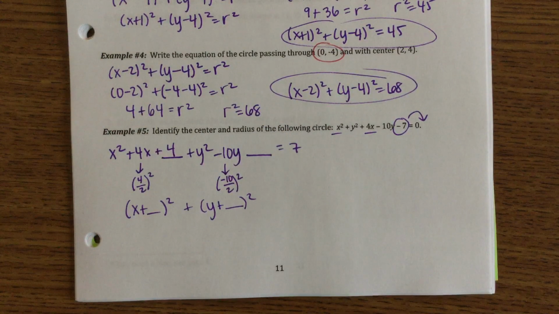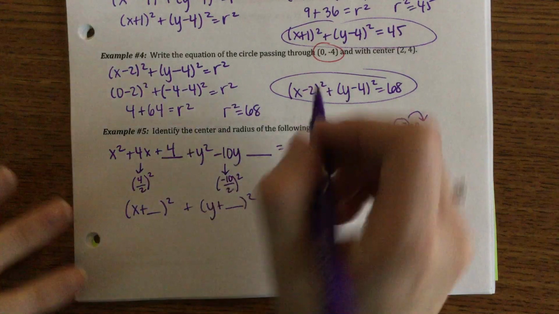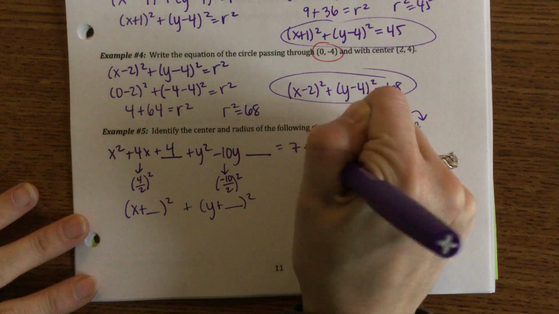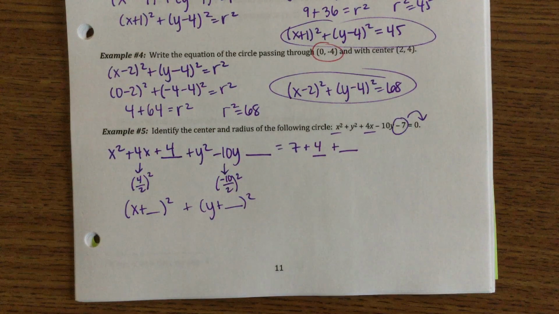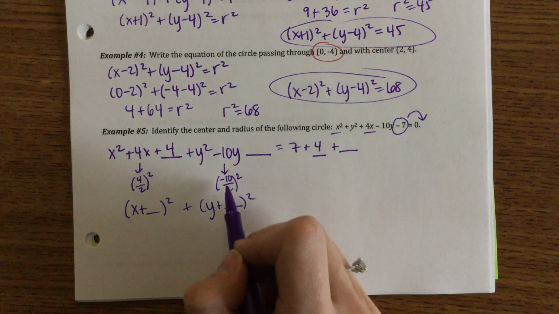Now, am I just allowed to add 4 just because I feel like it? No. So how do I balance out the equation? You add 4 to the other side. So I can't add one quantity to only one side. I have to add it to both sides to balance my equation.